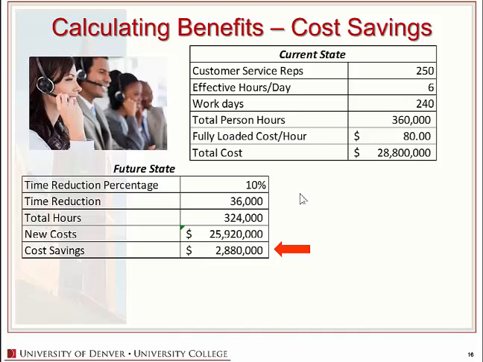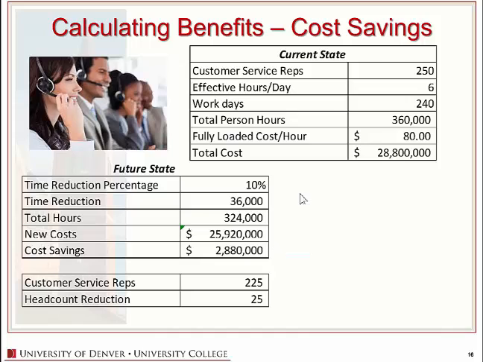Let's talk about something that's a little bit thorny. That amounts to a reduction of 25 customer service reps. Where you needed 250 before, now you only need 225. And headcount reductions are never easy. It's an example of creative destruction. Those 25 people need not be let go immediately. If the company so chooses, they can assign them other work. There's often a lot more work than there are people to do it.